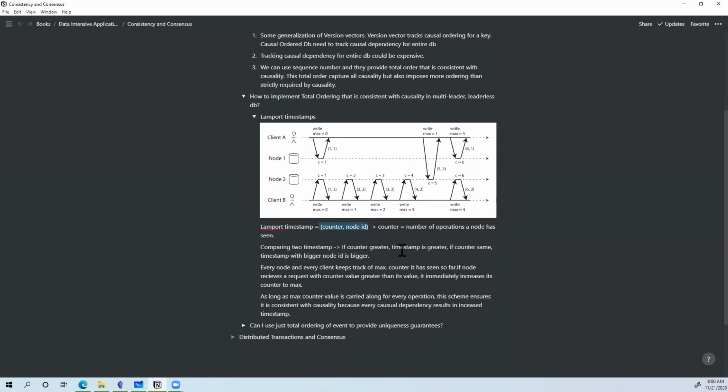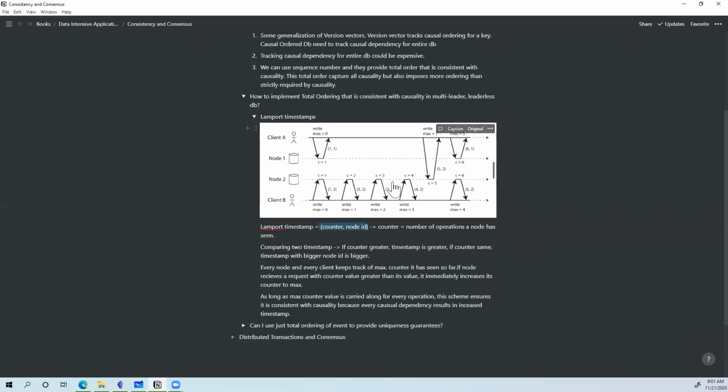But the problem with the Lamport timestamp is that you can compare the order of the events only once you have got these timestamps, right? When you were making a write request, these nodes were not talking to each other. They were just making a write. They were not talking to each other and comparing whether there are two concurrent requests or not. So this is something we will see in the next section: can we use this total ordering of events to provide the uniqueness guarantee?